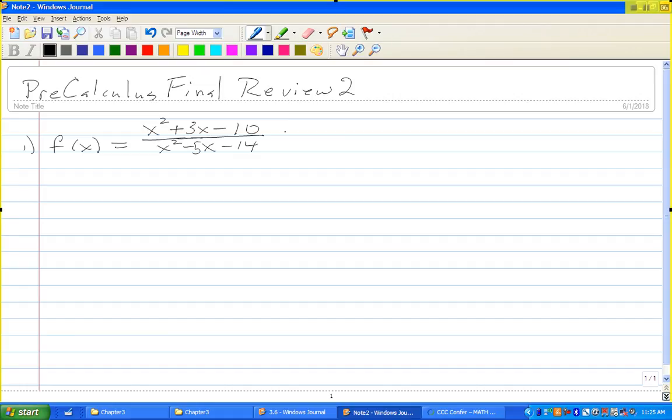Okay, so let's factor this. So it'll be x plus 5, x minus 2 over x minus 7, x plus 2. Okay, good. So everything factors. So A, express the domain using interval notation. So let's do the domain.